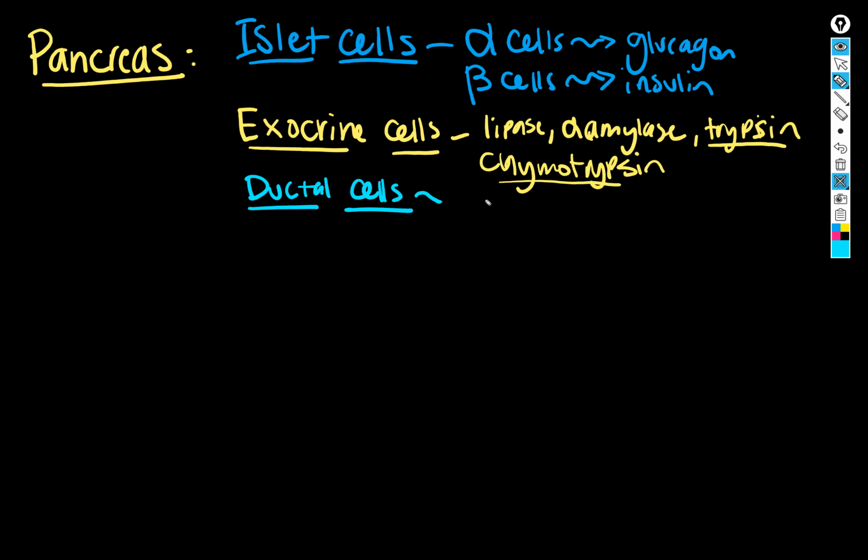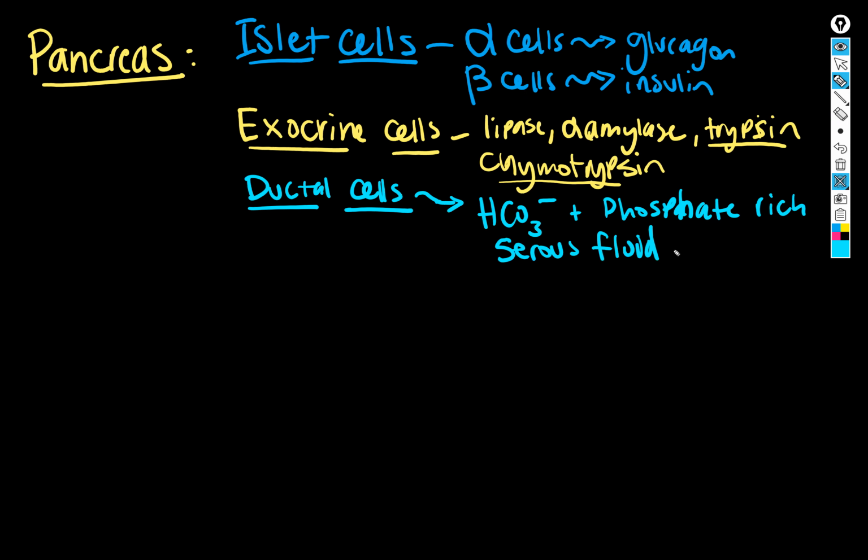And then ductal cells, in addition to being a duct, which is just a tube that carries exocrine stuff, also secrete bicarbonate and phosphate rich serous fluid. And that mixes with the above exocrine products to form a healthy blend of digestive juice that we collectively call pancreatic juice, which is a nice brew of all these things.